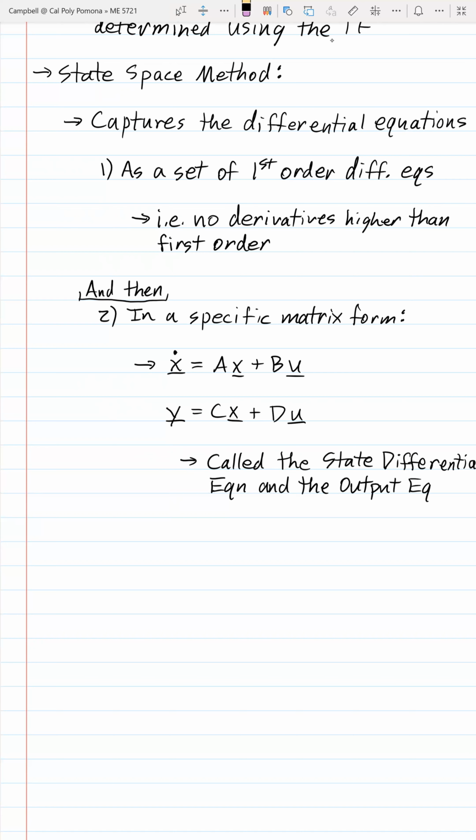Equation, the first one being the state differential equation and the second one being the output equation. Okay, so before I go ahead and start defining all of these, let's go ahead and talk a bit about it, and then we'll go ahead and start writing again.